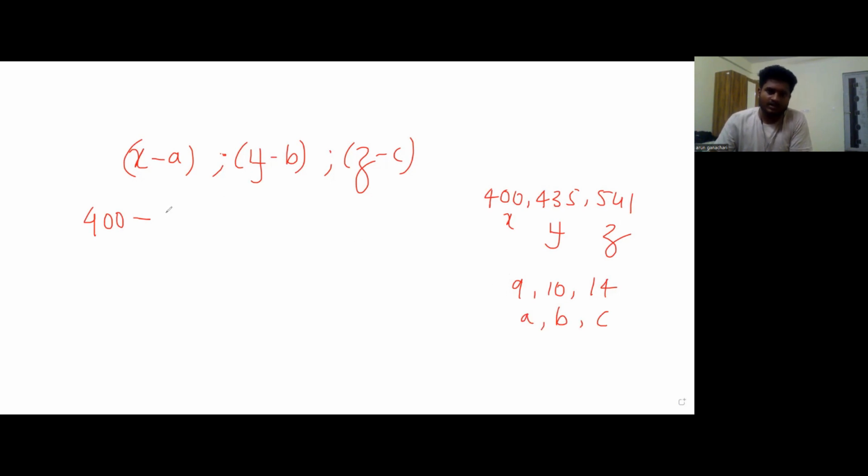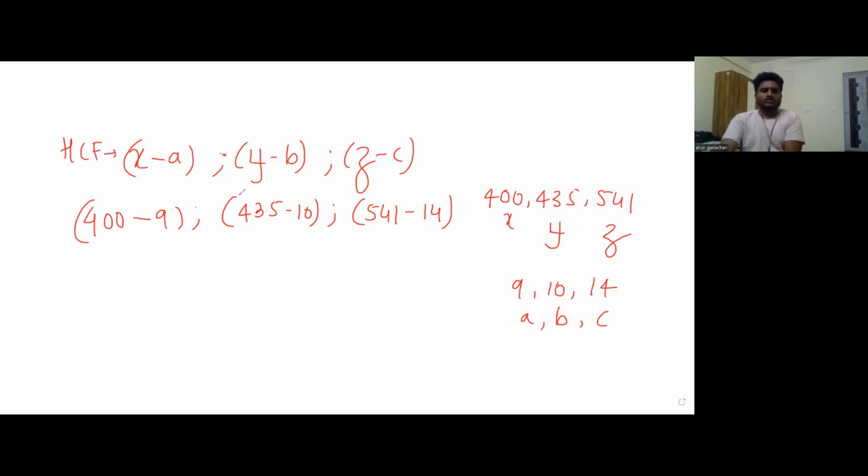So what is x minus a? It is 400 minus 9. y minus b is 435 minus 10. And z minus c is 541 minus 14. The formula is to find the HCF of x minus a, y minus b, and z minus c. 400 minus 9 is 391. Here it will be 435 minus 10, that is 425. 541 minus 14, how much will this be? 527.